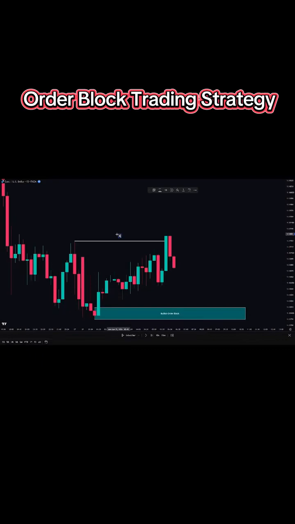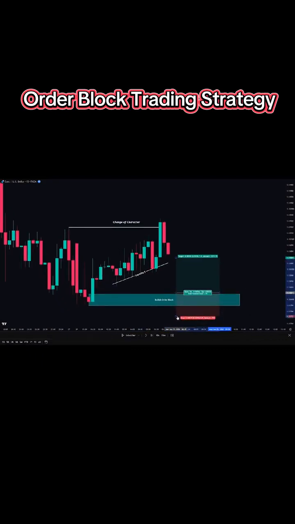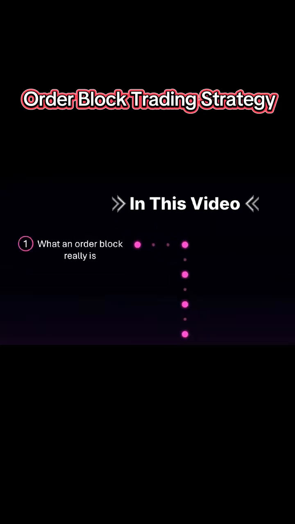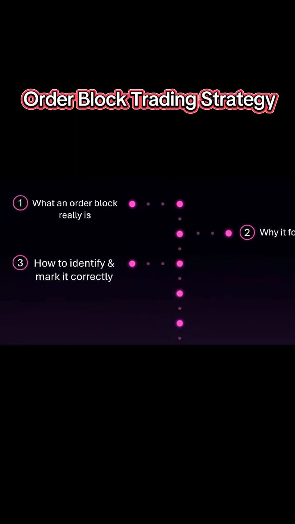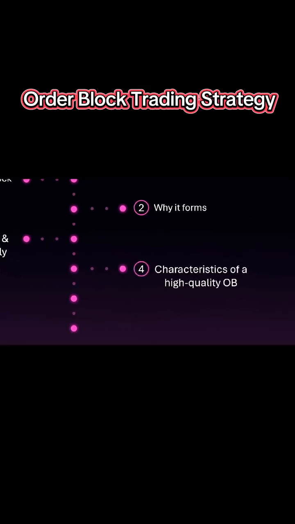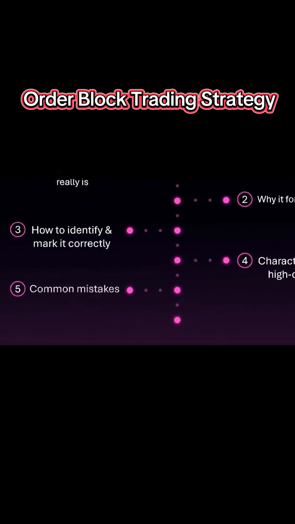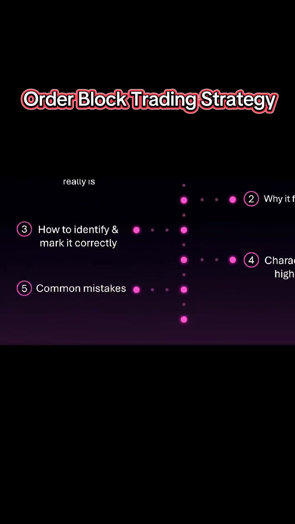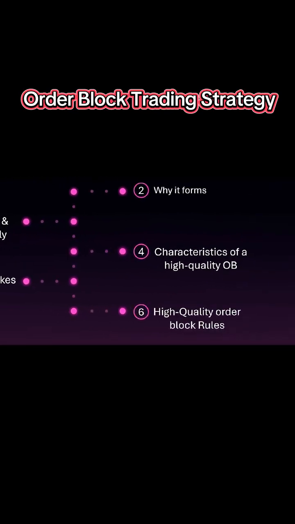We tested multiple rules to see whether they actually improved the win rate and reliability of order blocks and gathered valuable findings. In this video, you'll learn what an order block really is, why it forms, and how to identify and mark it correctly on your charts. We'll also cover the characteristics of a high-quality order block, the common mistakes that cause traders to enter low-probability setups, and the rules that significantly improve the chances of a successful trade.